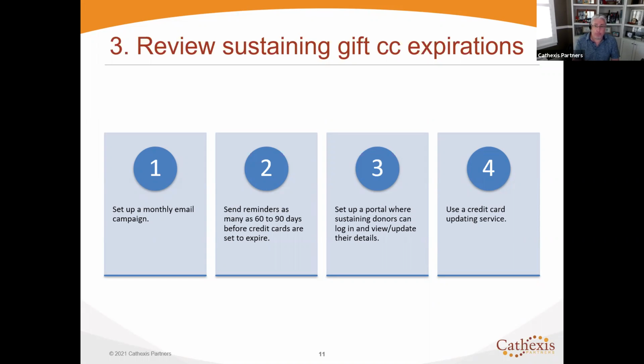And then have a portal. Hopefully, your merchant service, your payment processor allows some type of constituent portal where they can log in and update their own information. So, tips 1 through 4 kind of go from the least technical to the most platform dependent. So, some version of that. Make sure you're thinking about once you get these sustainers in, you keep them, right? And the best way to do that is just make sure the credit card is updated, and hopefully it'll just keep on churning along.